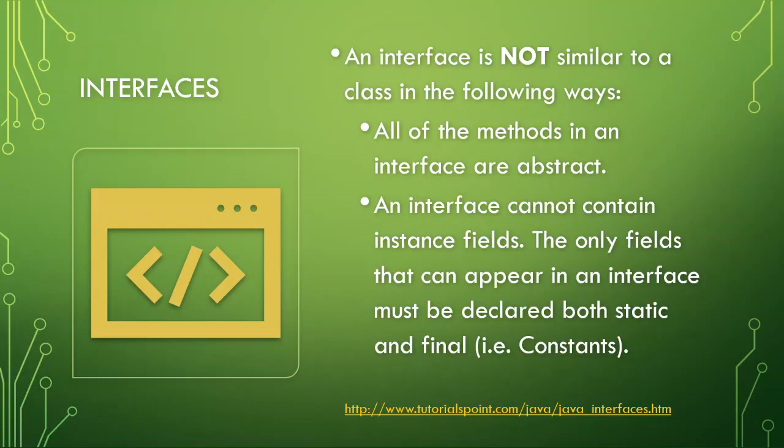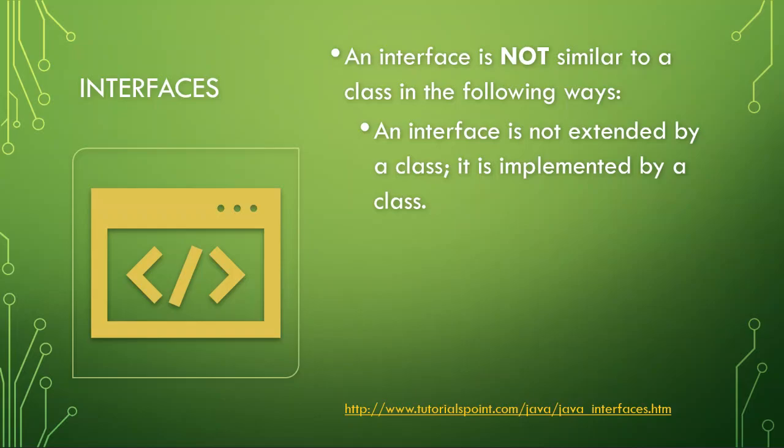All of the methods in an interface must be abstract, meaning that they have to be implemented by the class that is implementing it, and they don't contain any body of code. And an interface cannot contain instance fields. Only fields that appear in the interface must be declared as static and final, i.e. constants, like I mentioned.